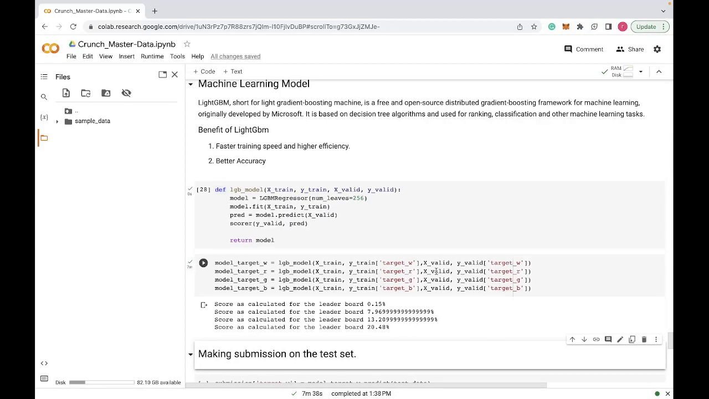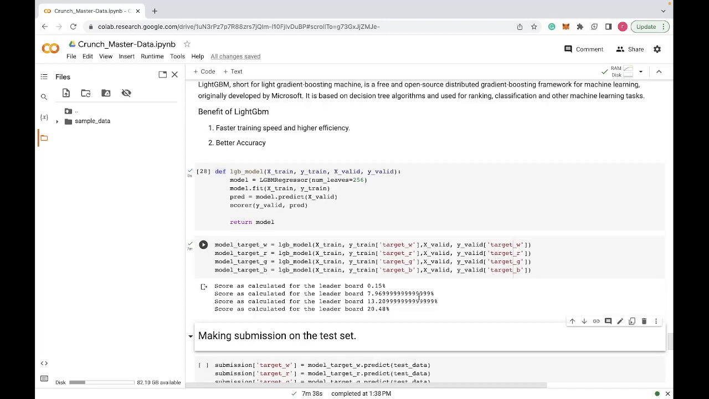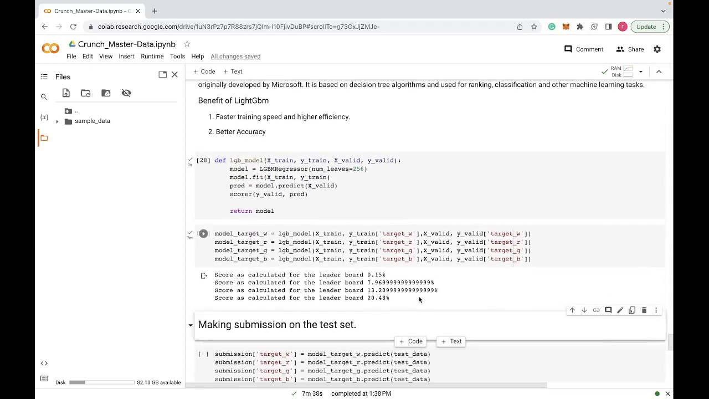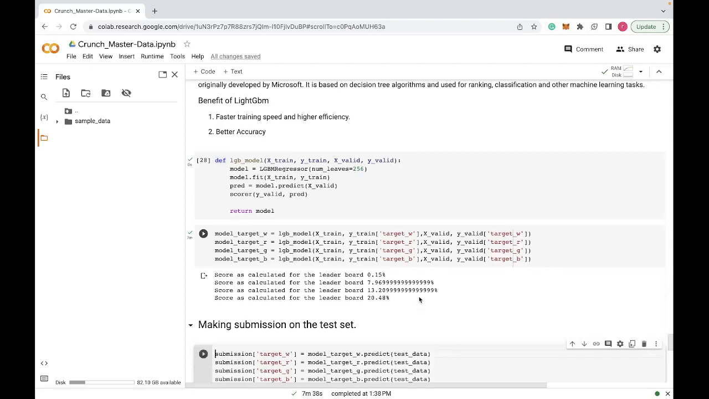So for target W, the validation score is 0.15, which is less than 1% accuracy. For target R, we have 7.969, which is closer to 8%. For target G, we have 13.2%, and for target B, we have 20.48%. So across targets W, R, G, and B, you observe that for target B we are able to get a more accurate prediction, based on the Spearman correlation ranking, than target G, R, and W.